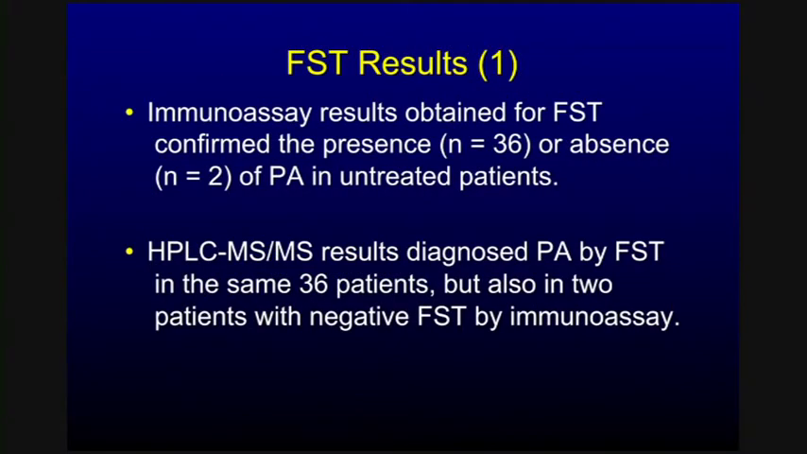The assay results obtained by immunoassay for 38 patients undergoing fludro suppression testing were positive in 36 of them and negative in 2 of them. However, tandem mass spec diagnosed primary aldosteronism in the same 36 patients, but also in the 2 patients who were negative by fludrocortisone suppression testing by immunoassay.